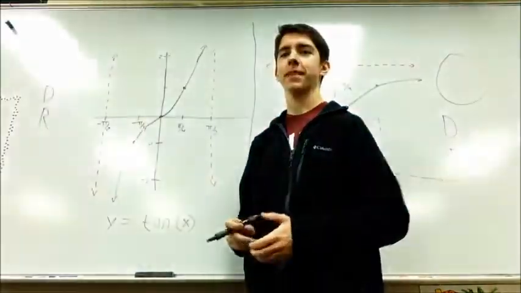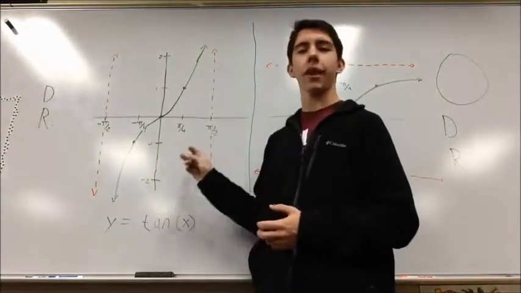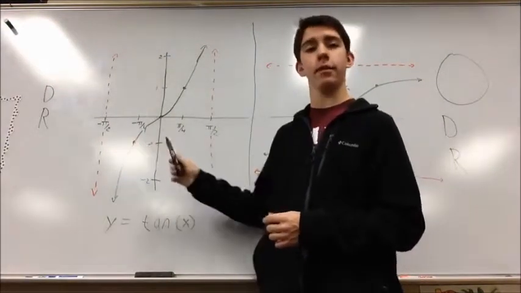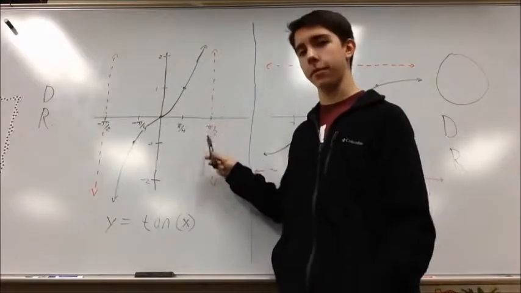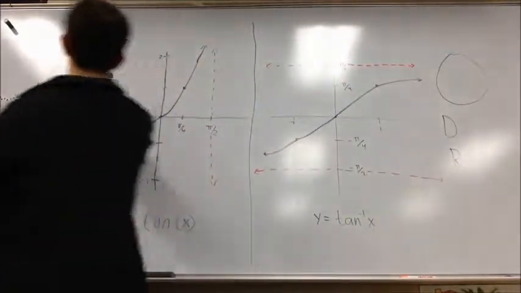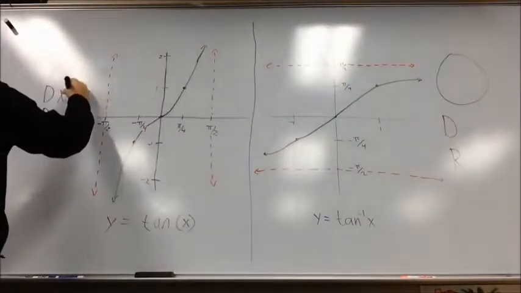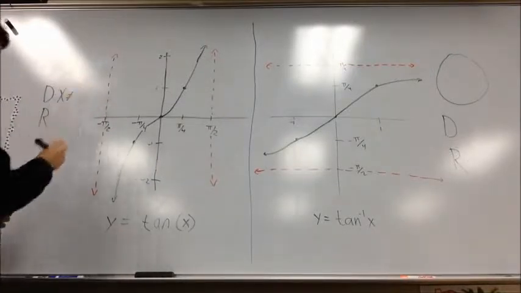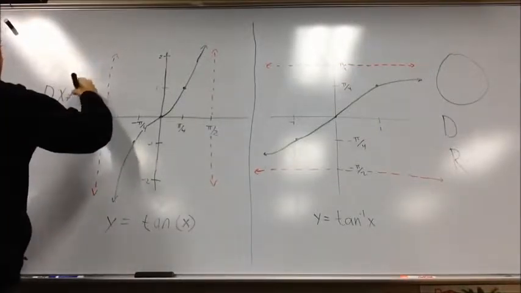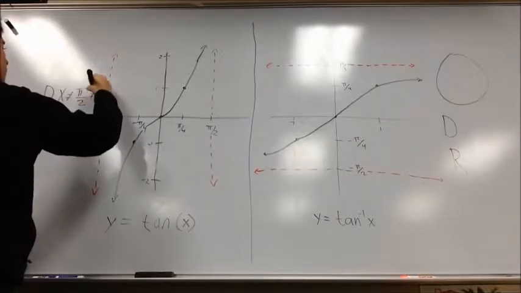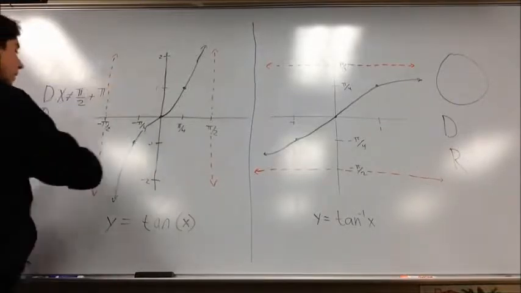All right, go ahead. So, on this graph, including every period that we haven't written, the domain is everything except for the asymptotes. So let's write that over here. So x does not equal π/2 plus pi k. Let me write that differently.